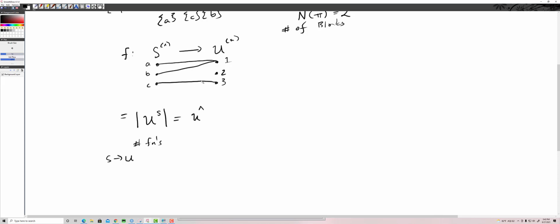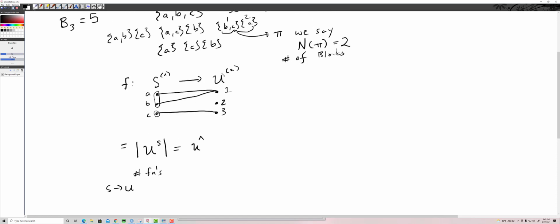Okay, what did I just do? Well, I grouped these two together and sent them both to 1, and then I grouped this one and I sent it to 3. I've just partitioned S. By sending one function over, I partitioned S. I sent A and B to one block, and I sent C to another block. This is exactly this partition right here.